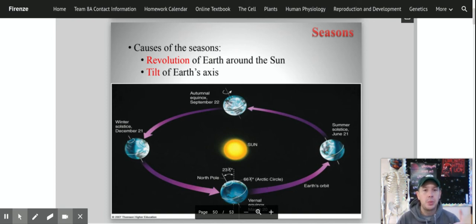The other reason is because we are revolving around the sun. And when we revolve around the sun, that tilt of the earth's axis either tilts towards the sun or away from the sun. And this is what's going to actually cause us to have the seasons. Because when we are tilted towards the sun, we receive more sunlight in the northern hemisphere.